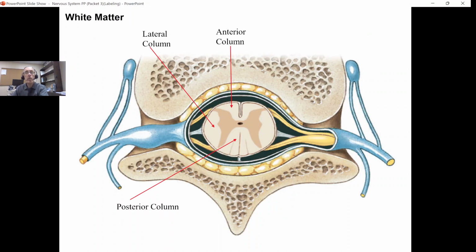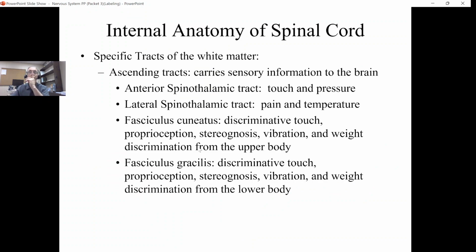The lateral spinothalamic tracts would be out here in the lateral columns. These tracts are going to bring up the sensations of pain. So any pain that you feel from your body is going to go up the lateral spinothalamic tract, and also temperature, anything hot or cold.